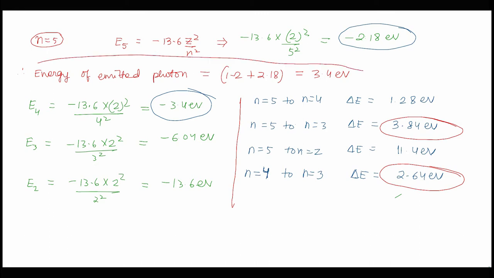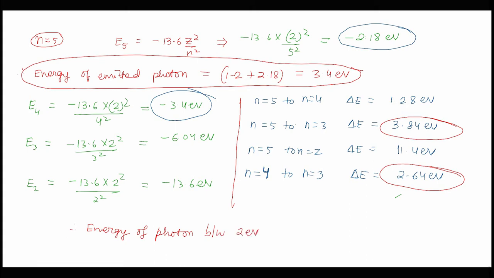So these are the possible values of energy of the photon emitted. Therefore, the energy of the photon lying between 2 electron volt to 4 electron volt can have the following values: 2.64 electron volt, 3.4 electron volt, and 3.84 electron volt. So this is going to be our answer for question number 2. Let us move to the next problem.